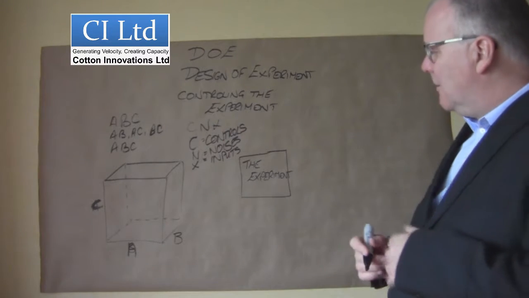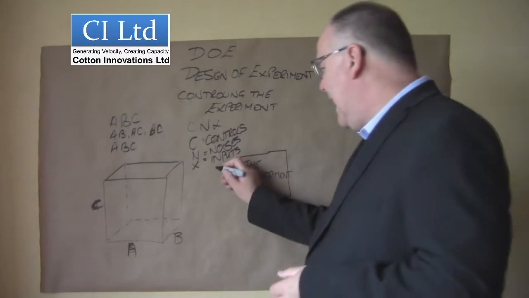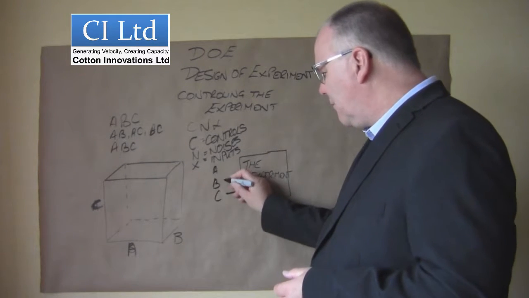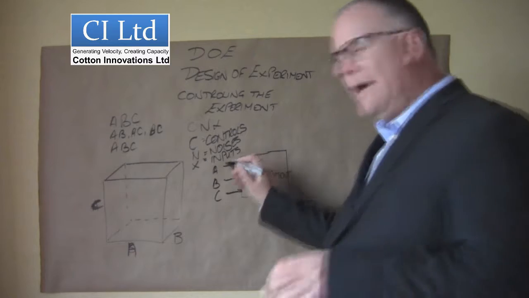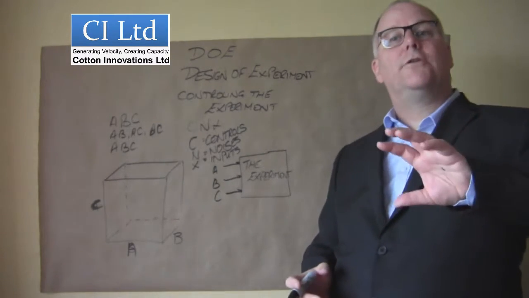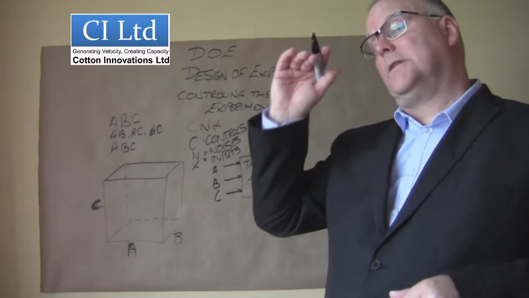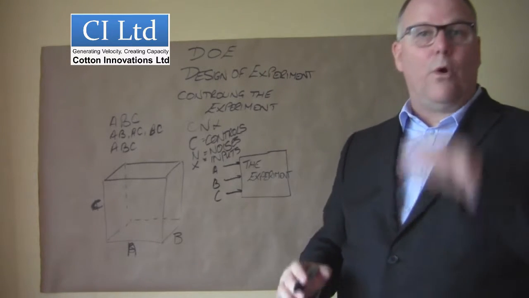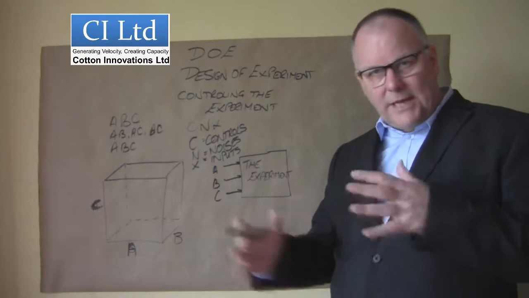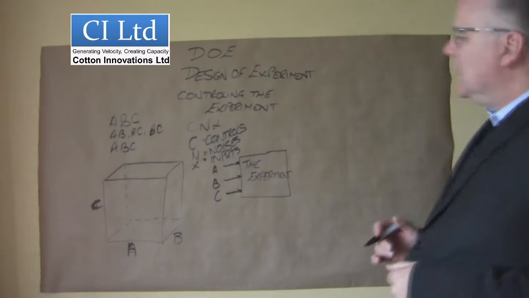In the Cnx diagram, what we have are A, B and C. These are the three factors that we have chosen to use in our experiment. They're the factors that we're going to adjust, that we're going to set as a high, set as a low, or have as a midpoint if we're using midpoint or center point experiments.